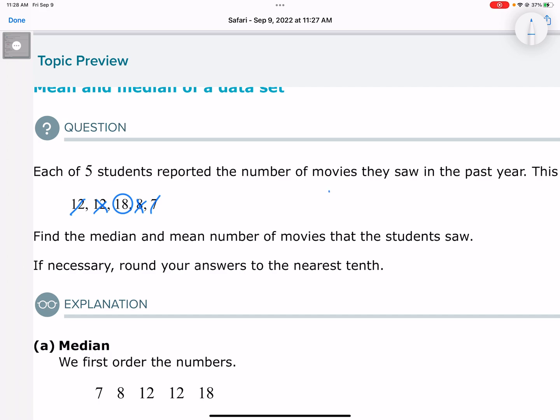Another way you can do it is this. You can take the number of data, add 1, and divide by 2, and that gets you which data point is your middle. So 6 divided by 2 is 3. That means it's my third data point, which you can see: 1, 2, 3. So that's my median.